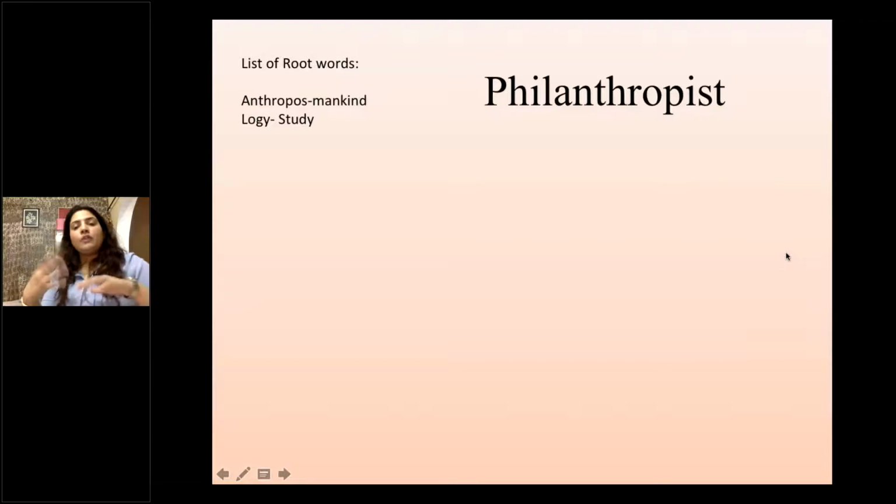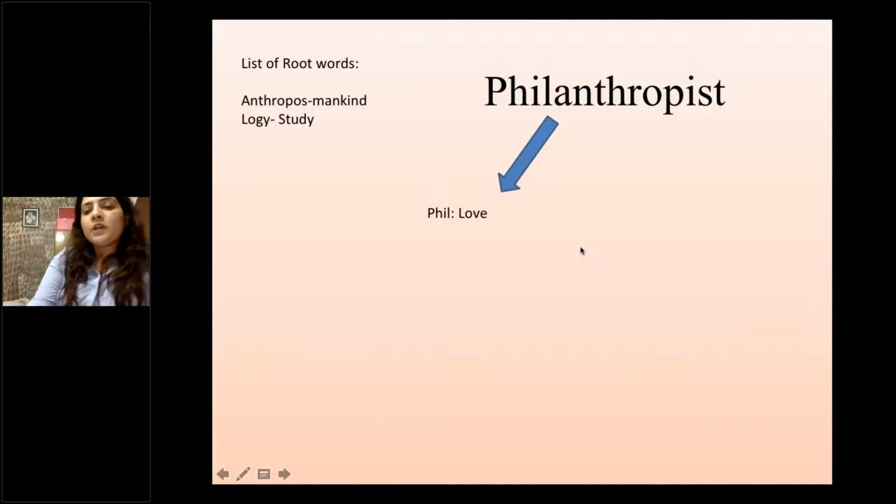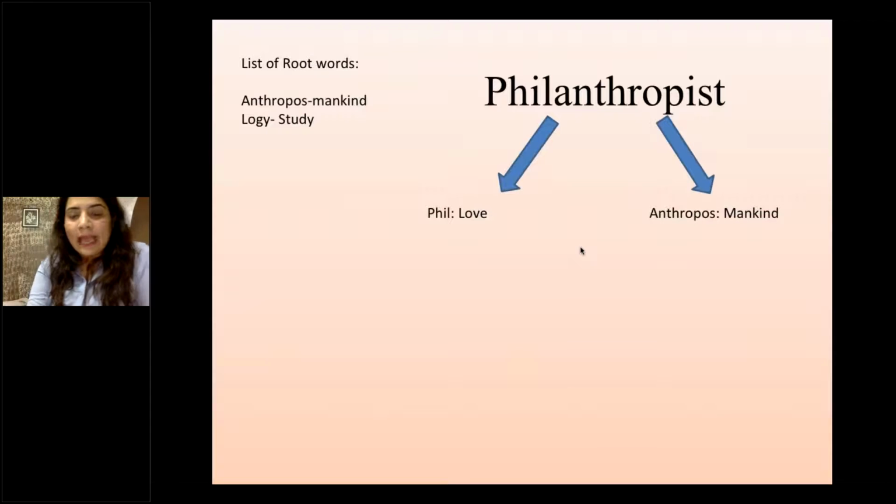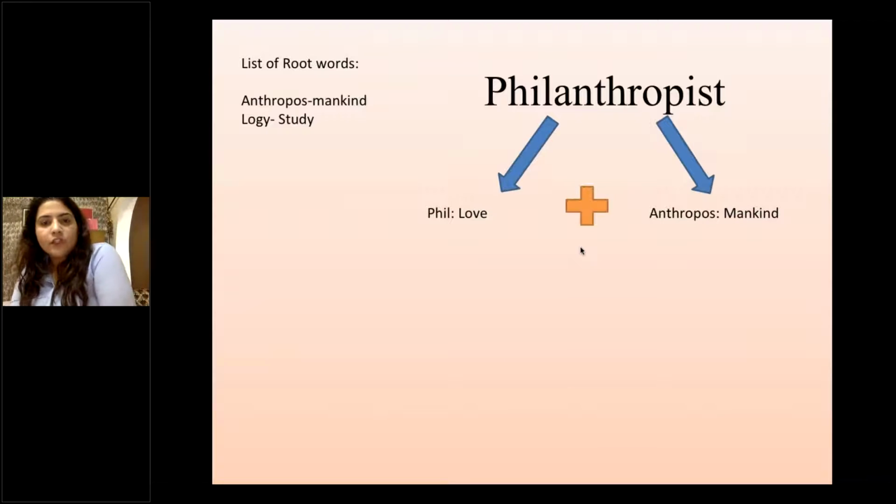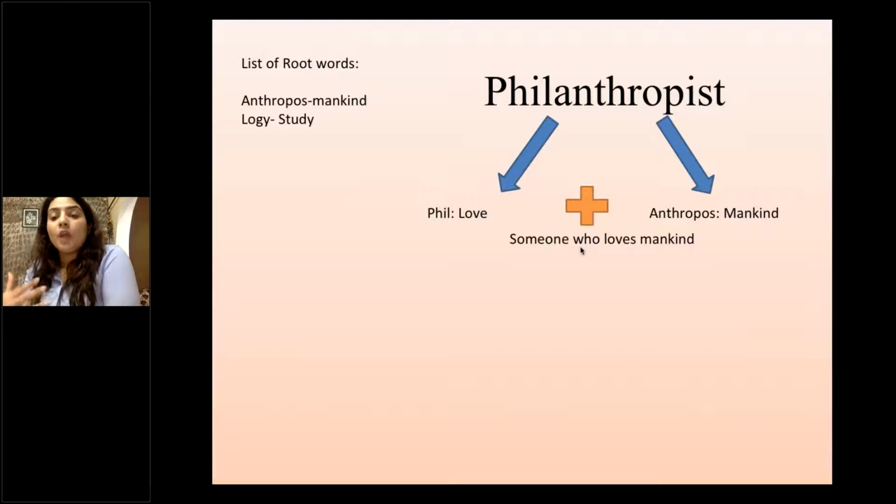So philanthropist, how am I supposed to learn it? Do you see this root word anthrop? We've just learned anthrop, and anthrop means humans. IST I know is a person. So phil is another root word that you learn. Phil is a root word which means love. Anthrop, human beings. So philanthropist is someone who loves mankind. So now you need to remember a word phil.